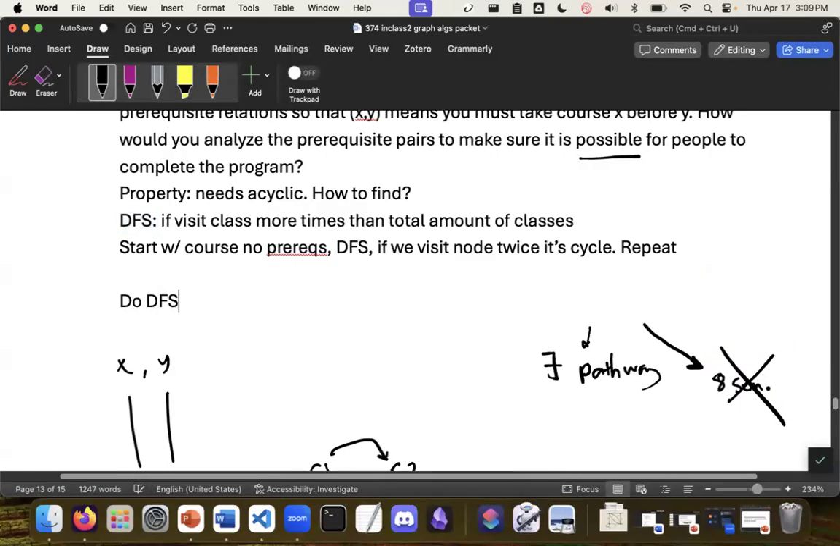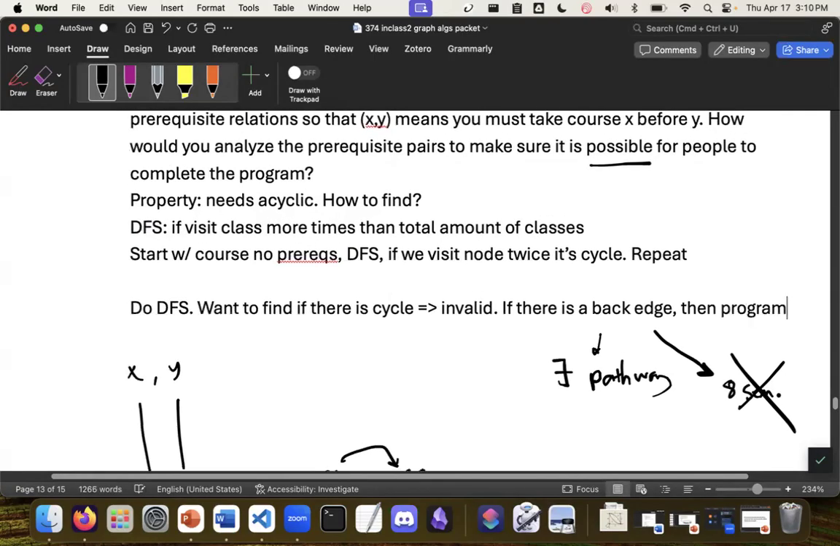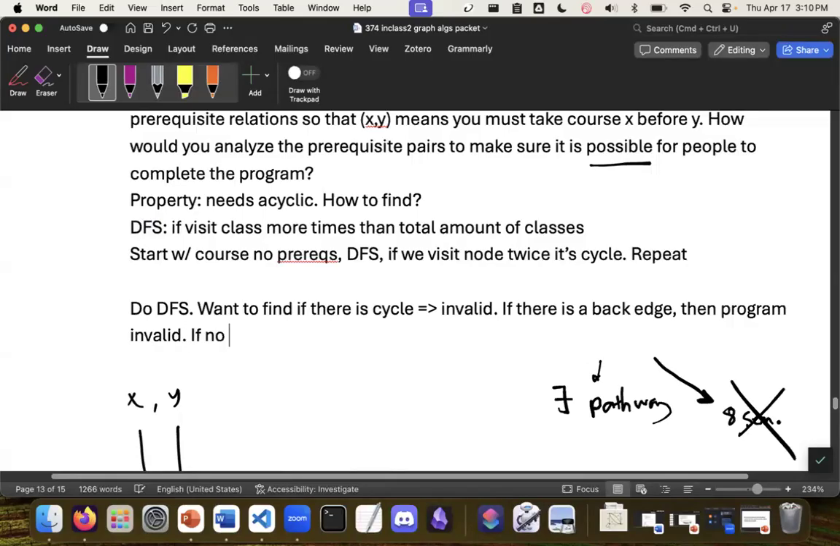So we do DFS, and we want to find if there is a cycle, because that means it's invalid. So as we go through DFS, if there is a back edge, then the program is invalid. If no back edge is found, it's valid, right?